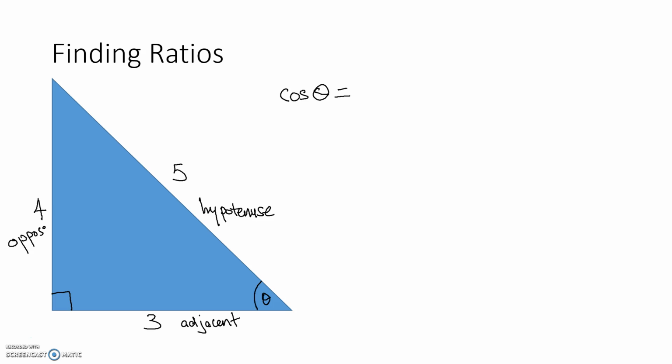If you are still wondering why I labelled the sides this way, you can check out my other video on the introduction to Trigo, which explains why I label the sides this way. So cosine theta is adjacent over hypotenuse. In this case, your adjacent is 3 and the hypotenuse is 5. Now we are done. When we are asked to look for cosine theta, we are asked to look for the ratio associated with the reference angle theta. So cosine theta in this case is 3 over 5.